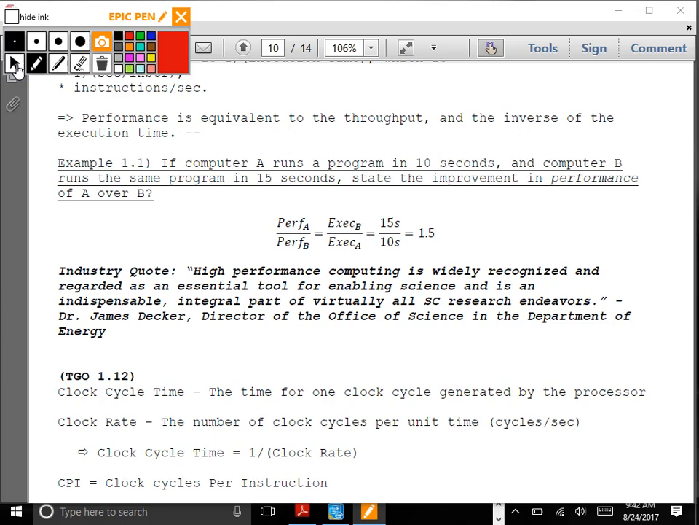So high-performance computing is widely recognized and regarded as an essential tool for enabling science, as an indispensable, integral part of virtually all scientific research endeavors. That's Dr. James Decker, the director of the Office of Science in the Department of Energy. Well, he used to be during the Obama administration.